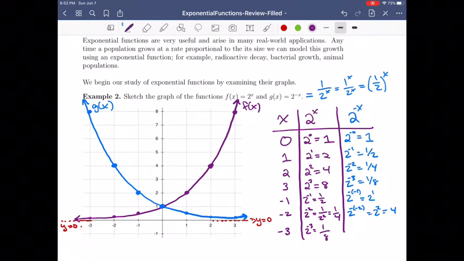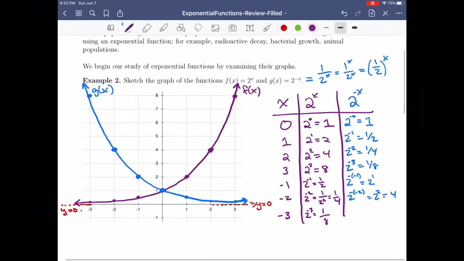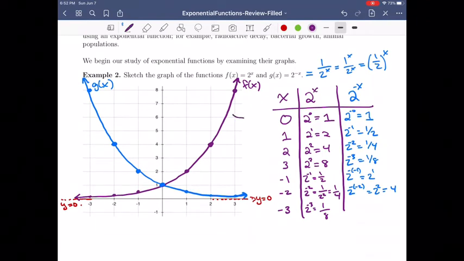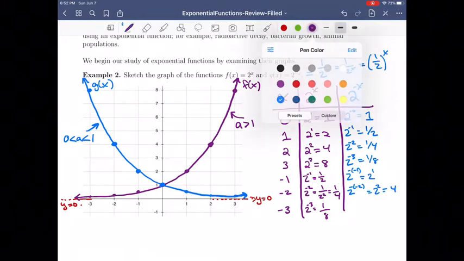So this is actually the general shape. For f of x, this is the general shape when a is bigger than 1. And over here, we have the general shape for a between 0 and 1. It's like having a negative exponent. So that's what the graph looks like, depending on your value of a.